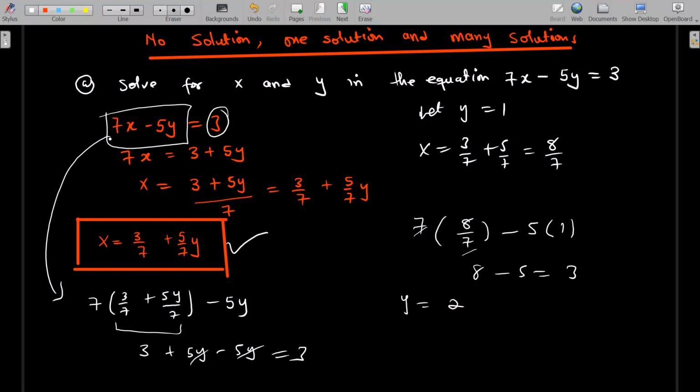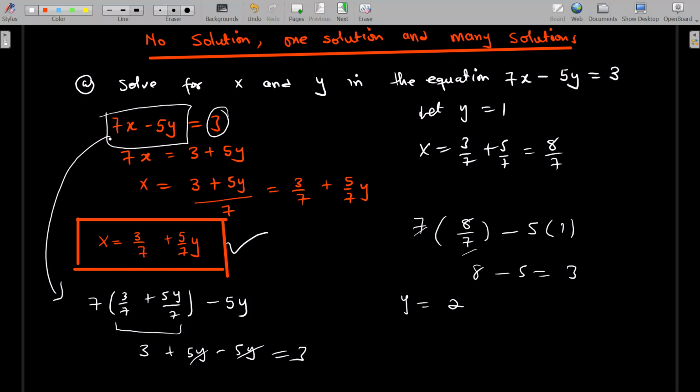So it means y can take many forms, and whichever value you choose for y, you get a different value for x. So this is a clear example of an equation or a system that has infinitely many solutions. You can choose most values for y, so y is a free variable. You can choose anything for y, and whatever you choose for y affects x.